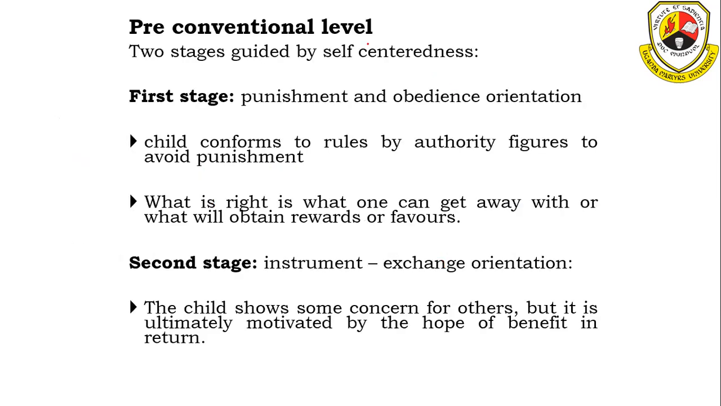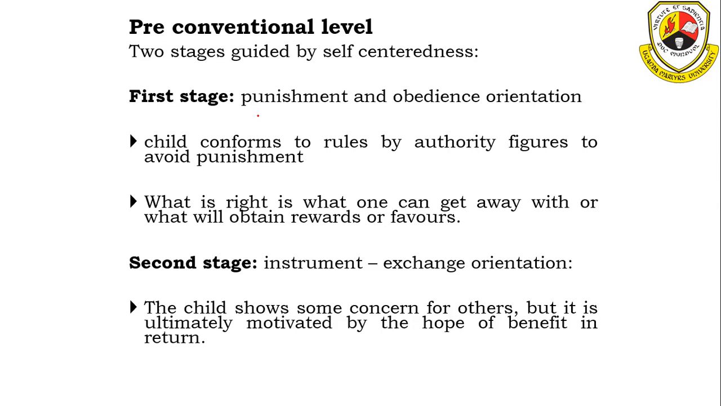So in the first stage, we look at the children, children conforming to rules. Why do children conform to rules? Normally, children conform to rules when they know there is punishment and obedience orientation. So take an example. I have a niece and a nephew, very young, 4 and 5 years old, and they usually get into fights. Oh, this one has done this. This one has taken my toy. This one pushed me. And sometimes you find them in a fully fledged fight. One bites, the other one pushes the other one.